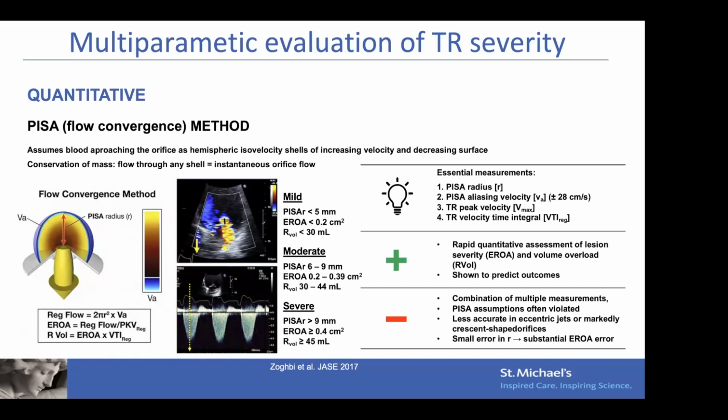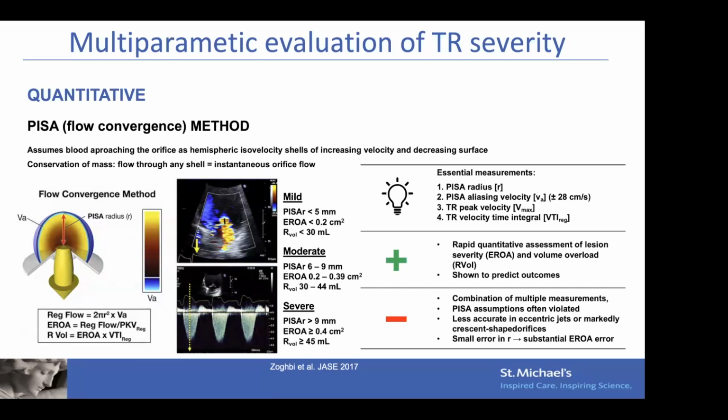It depends on 4 essential measurements: the PISA radius, the aliasing velocity, peak velocity of the regurgitant jet, and then also the velocity time integral. It obviously leads to a rapid assessment, both quantitative of lesion severity, so meaning the EROA, the regurgitant orifice, but also the amount of volume overload, so the regurgitant volume. And it's been shown to correlate really well with outcomes, as I've shown you also before.